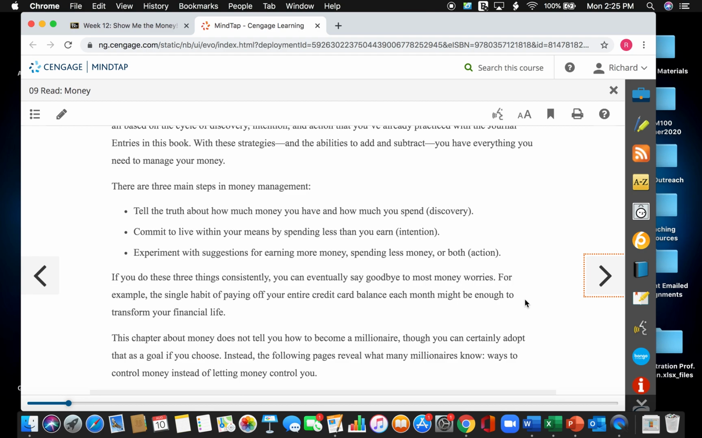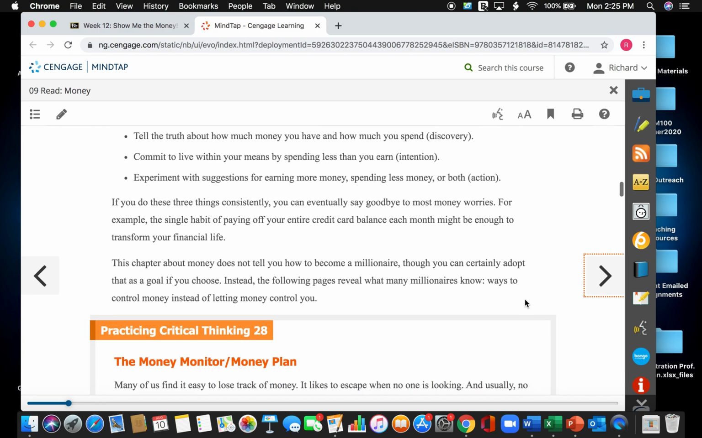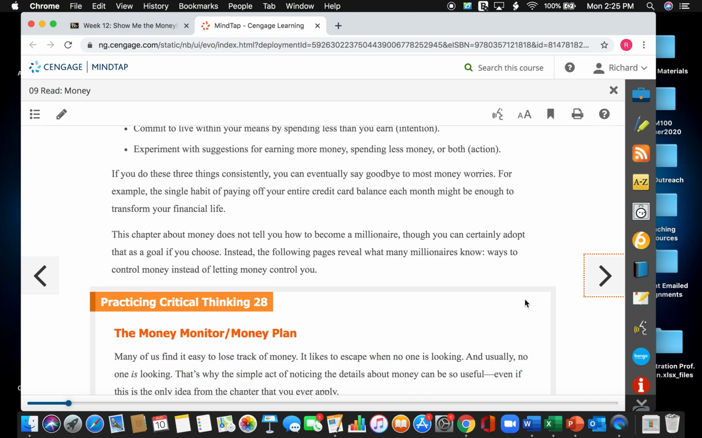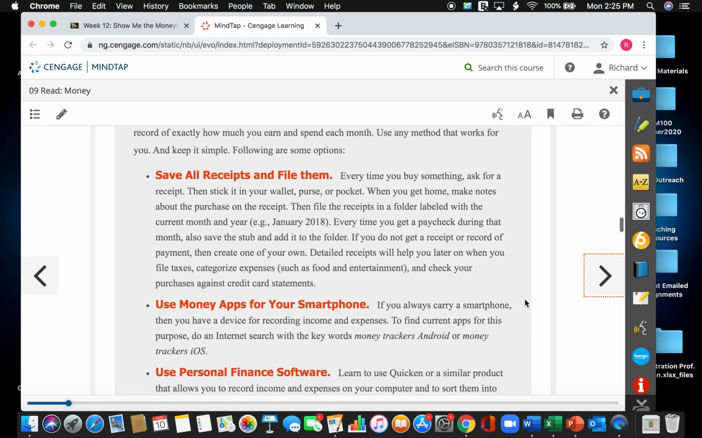So, for example, the single habit of paying off your entire credit card balance each month might be enough to transform your financial life. This chapter is about money. It does not tell you how to become a millionaire, but you can certainly adopt that as a goal if you choose. Instead, the following pages reveal what many millionaires know: ways to control money instead of letting money control you.